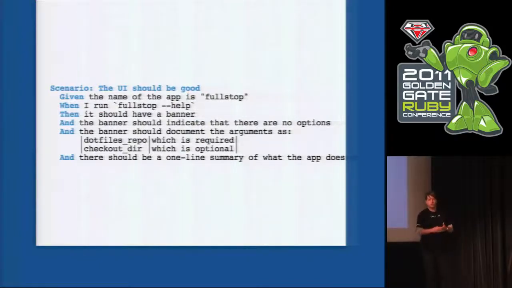Our app name is fullstop. When we run --help, we should get a banner, and that banner is "Usage: fullstop" and so on, and that banner should indicate there are no options, and it should document the arguments: files and repos required, checkout optional. This table right there will be given to us in a nice data structure. And then we also want a one-line summary so that in 6 months, when I forget my little clever name, I will know what fullstop does by getting help.